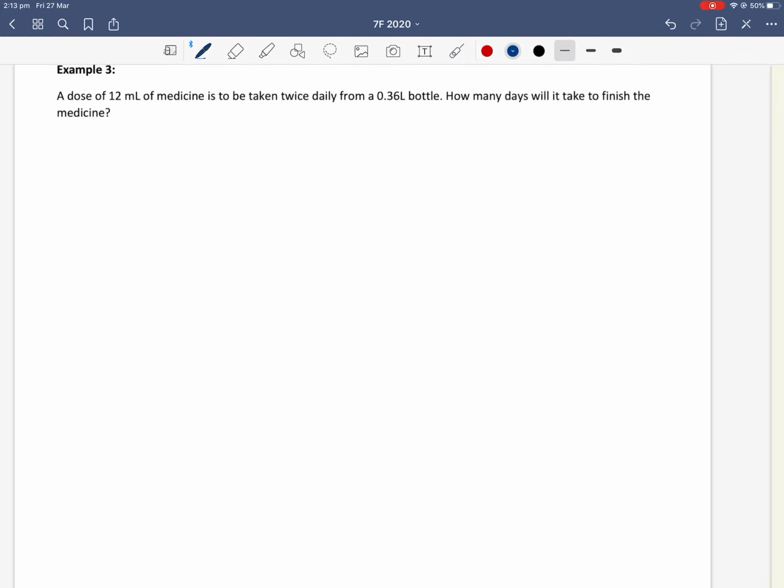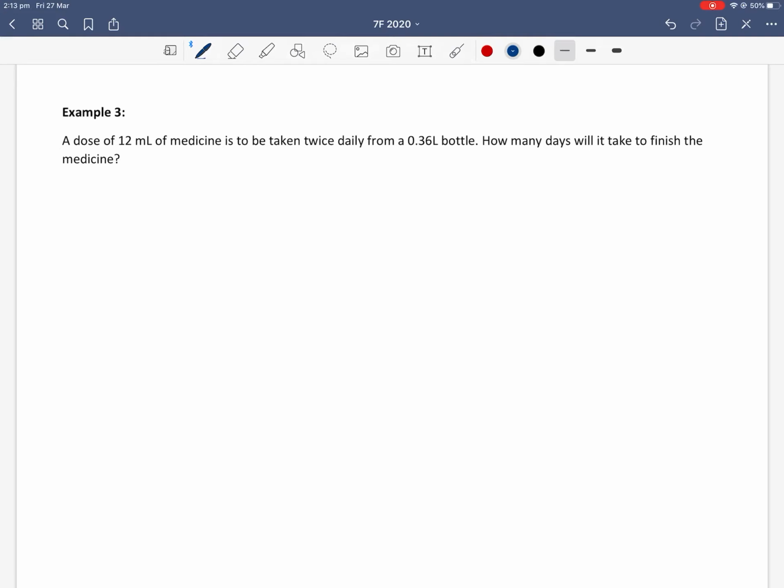Now across the page in example 3, we've got a nice word problem. So make sure you read. Again, if you're learning from the exam, it might help to highlight or underline the key information. So we've got here, a dose of 12 milliliters of medicine is to be taken twice daily from a 0.36 liter bottle. How many days will it take to finish the medicine?